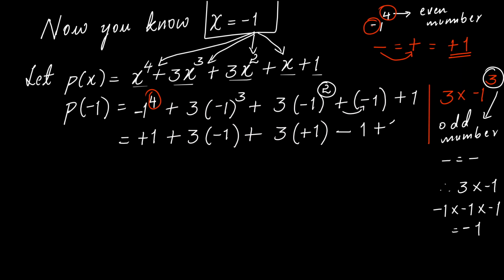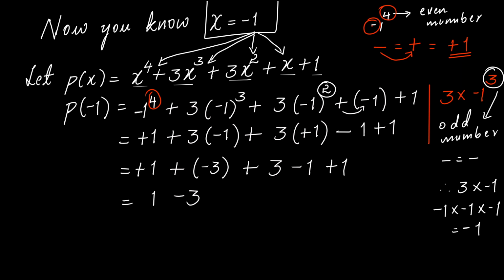Now, let's solve the next step. So, plus 1 plus 3 into minus 1 is minus 3, plus 3 into 1 is 3, minus 1 and plus 1. So, we have here 1 minus 3 plus 3 minus 1 plus 1. If you see here, there is minus 1 and plus 1. So, minus 1 and plus 1 cancel. And similarly, we have minus 3 and plus 3. So, we can cancel this directly and the remaining is 1.